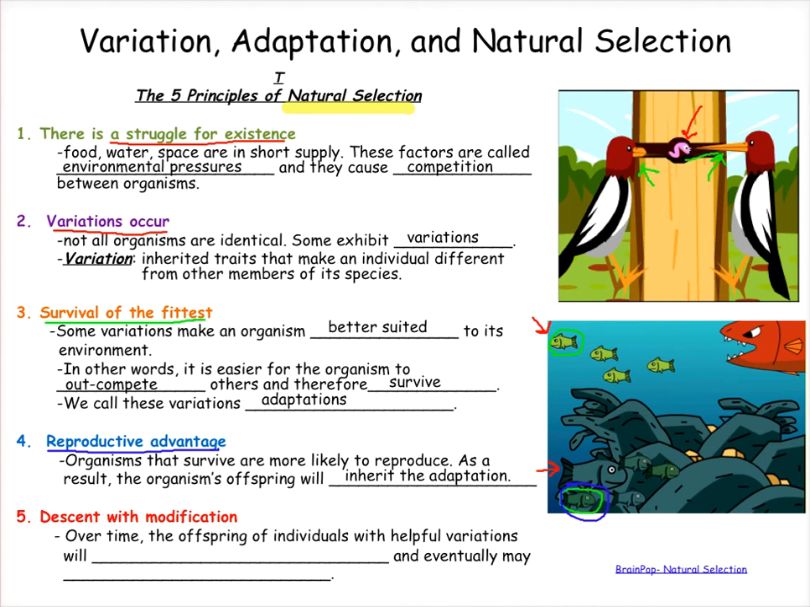Finally, the fifth principle is called descent with modification. This means that over time, the offspring or descendants, that's where this part descent comes from, of the individuals with helpful variations will end up making up more of the population. It will modify the population, the general traits of the population, and eventually the population will change so much that they may even become a new separate species. In this example, eventually all the birds in the area will have long beaks, and all the fish will be dark green.